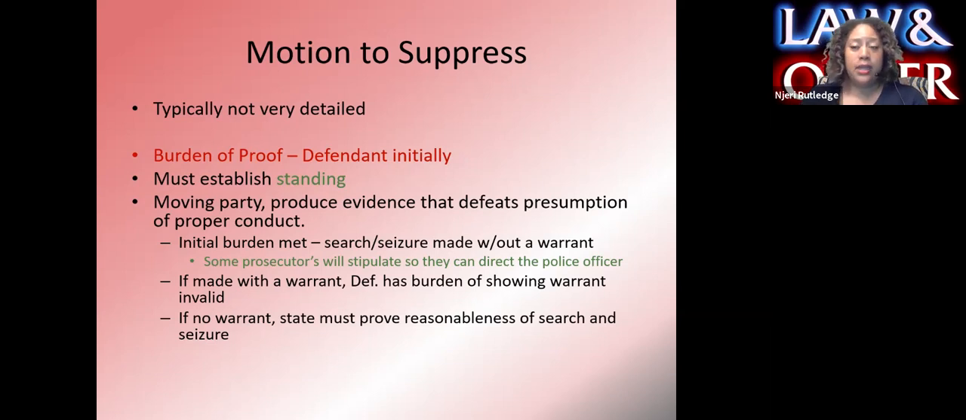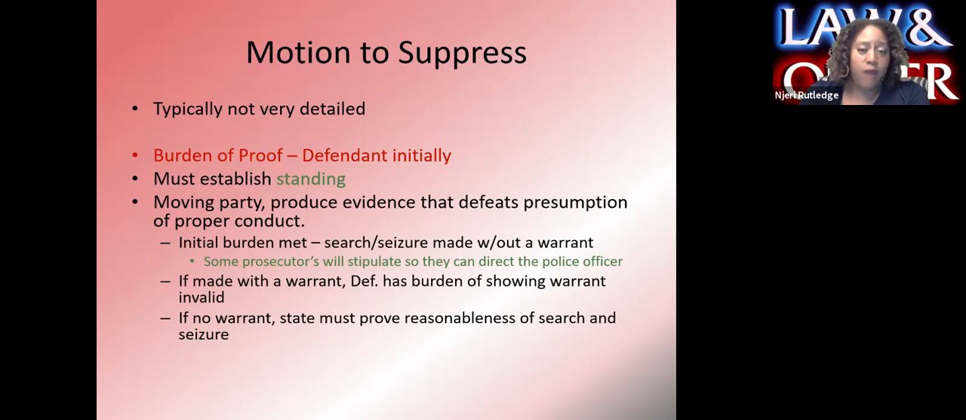And on the other hand, if a search is conducted without a search warrant, without a magistrate reviewing probable cause, then there is a presumption that it was unreasonable. So if there is a search without a warrant, then it's already presumed unreasonable. The defense would begin and first establish that there was no warrant involved.